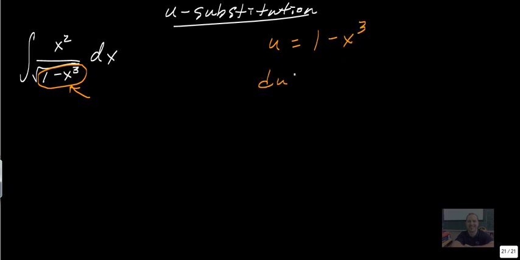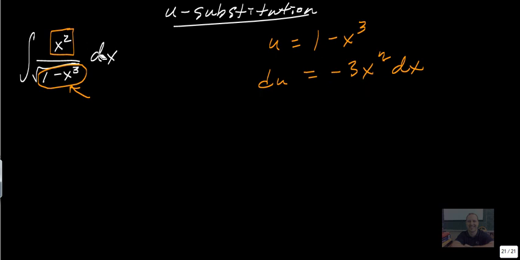Yes, the derivative, the du, is negative 3x squared dx. Now, do you see a negative 3x or an x squared or anything like that in the integral? Voila! Right there. Okay, so this is good. This is pretty close to du. Right here, so here we have u and du.